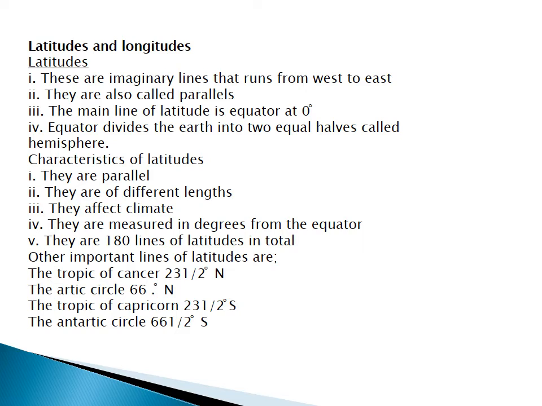The one in the southern part, lying at 23.5 degrees south, is called the Tropic of Capricorn. The Tropic of Cancer is different. It is found on the latitude that lies at 23.5 degrees north. We have another line, the Antarctic Circle, which lies at 66.5 degrees south.